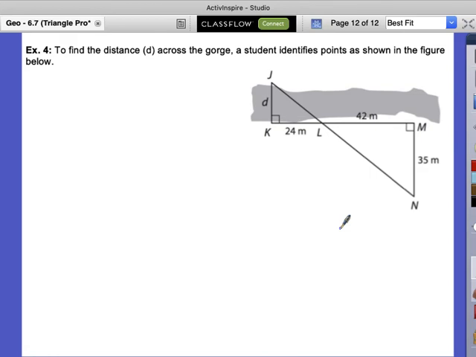This is a really bad problem. A student identifies points. You know what? Yeah, we're ignoring this one. Okay. I don't like this problem at all.